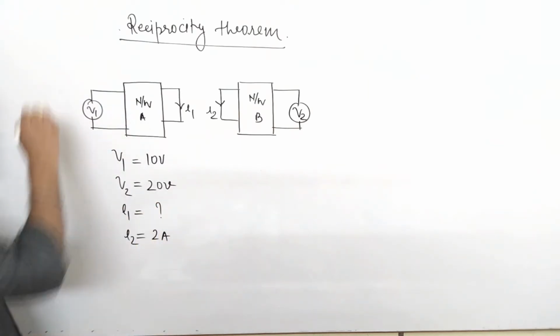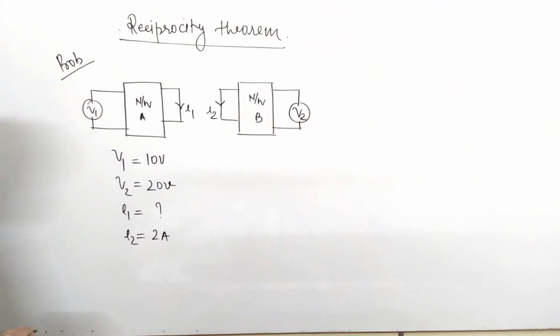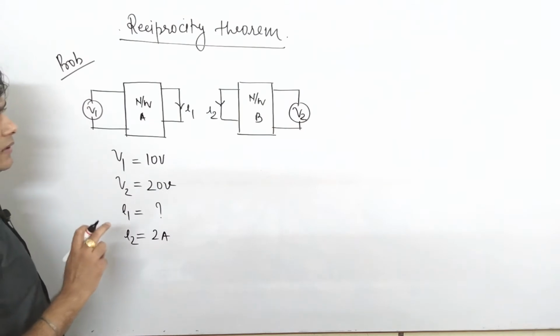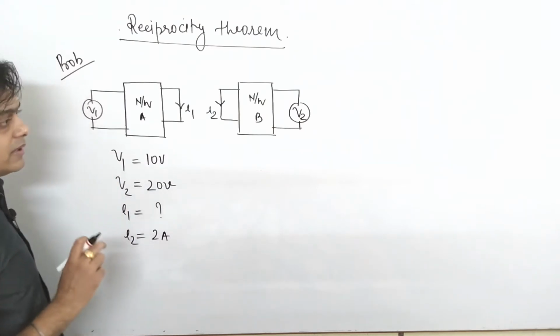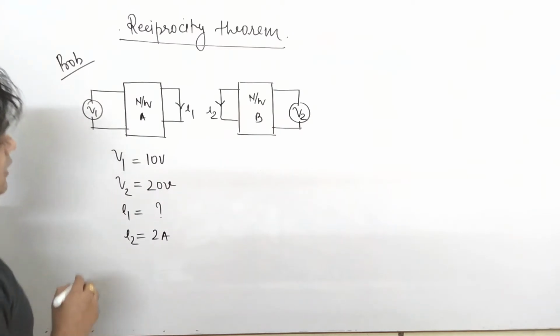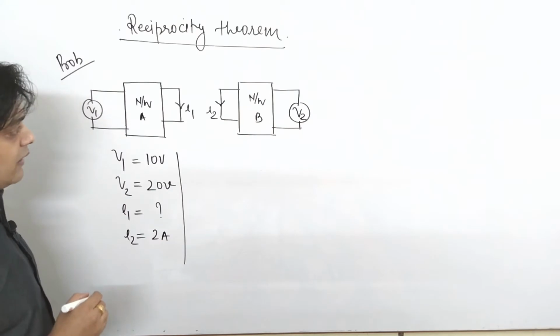Now friends, this is your first problem, in which you have to find the value of I1. The condition is given as network A and B are linear, passive, bilateral network. So whenever such a condition is given, as I already mentioned, please understand that the reciprocity theorem is applicable. That means the networks are reciprocal in nature. So if this condition exists, then only you can find the value of I1.